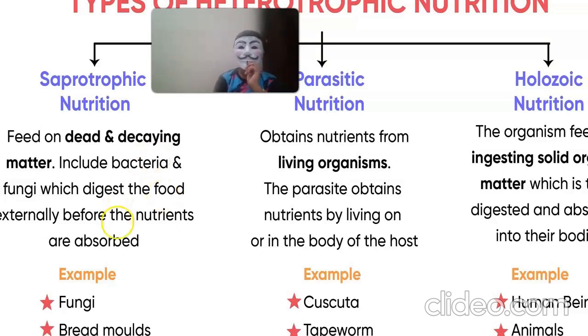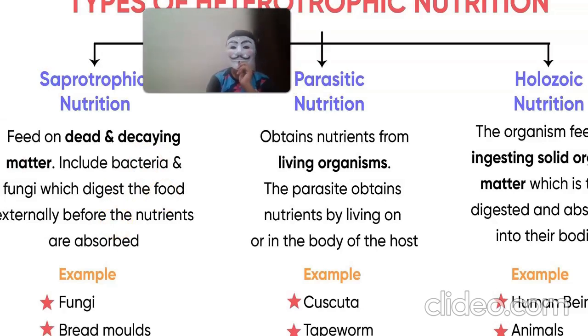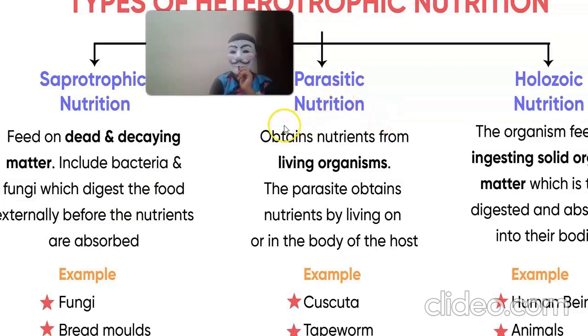Now let's see about the parasitic. Parasitic nutrition obtains nutrients from living organisms. The parasite obtains nutrition by living on or in the body of the host. Examples are cuscuta and tapeworm. As I told you, they live on the head, in the hair, or inside the body. These types of nutrition, like cuscuta and tapeworm, live inside.